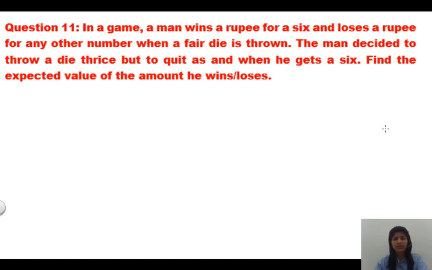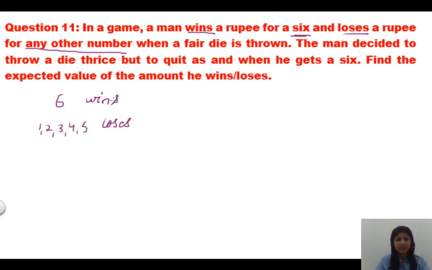Here comes your next question. Question number 11. It says a man wins a rupee for a 6 and loses otherwise, when a fair die is thrown. So when we throw a die, if he is getting 6, he wins. If he gets 1, 2, 3, 4, or 5, he loses. Now they are saying the man decided to throw the die 3 times, but to quit as and when he gets a 6. So he will quit the game as soon as he gets 6. Find the expected value of the amount he wins or loses.